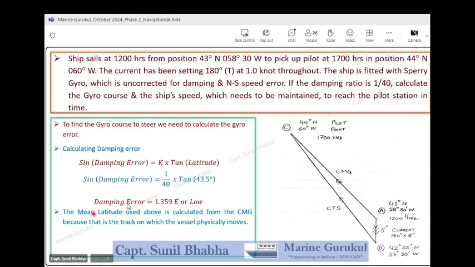Why have we used the mean latitude between A and C? This is because the actual track of the vessel on which it will be physically moving is from A to C. We have shown point B in the diagram just to show the current vector and the CTS vector, but actually the vessel will be starting from position A and it will be moving on the CMG track, that is A to C. So that's why the damping error will also be applicable between 43 and 44.